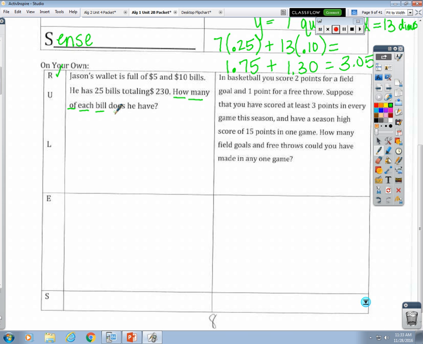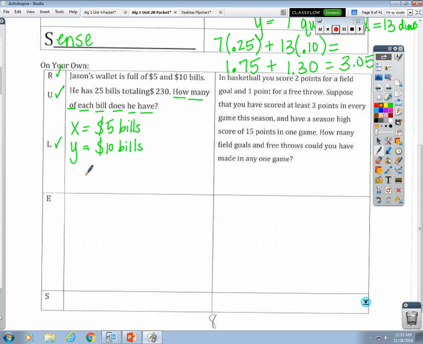Right. So we need to set up our variables. What do we want X to represent? $5 bills, and Y can be our $10 bills. Okay, now we have underlined what they're asking. We've set up our variables. Now we need to line up a plan. We need to set up our two equations.